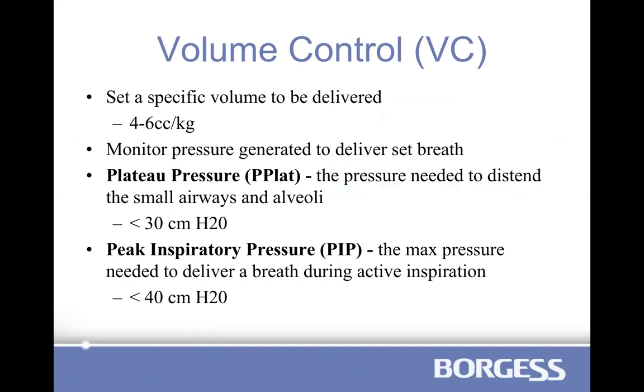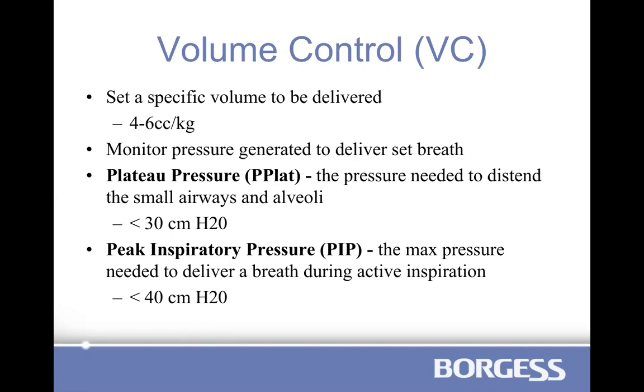Okay, so back to volume control. When you have a volume control, your goal is you set the volume to be delivered, usually 4 to 6 cc's per kilogram, and this is based on ideal or predicted body weight, not the actual weight of the patient. For lung protective strategies, we lean closer to a lower volume, like 4 cc per kilogram, but you don't ever want to go more than 6 cc's because again, you risk trauma to the lung.